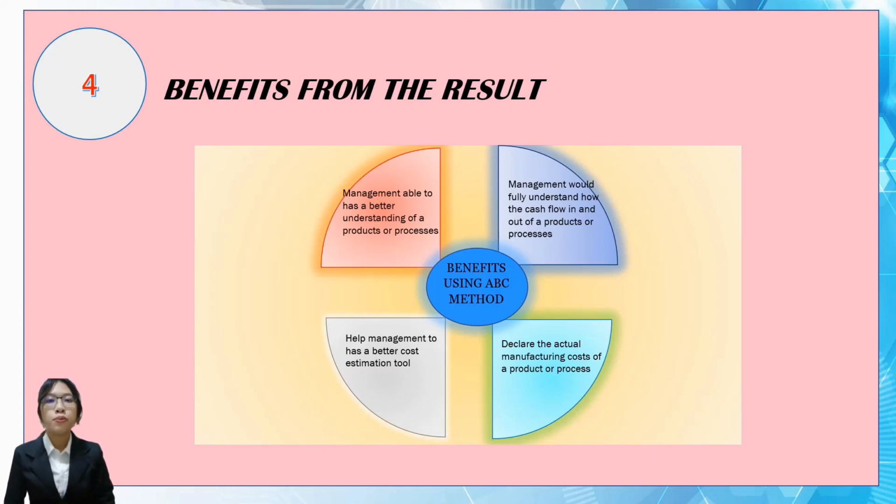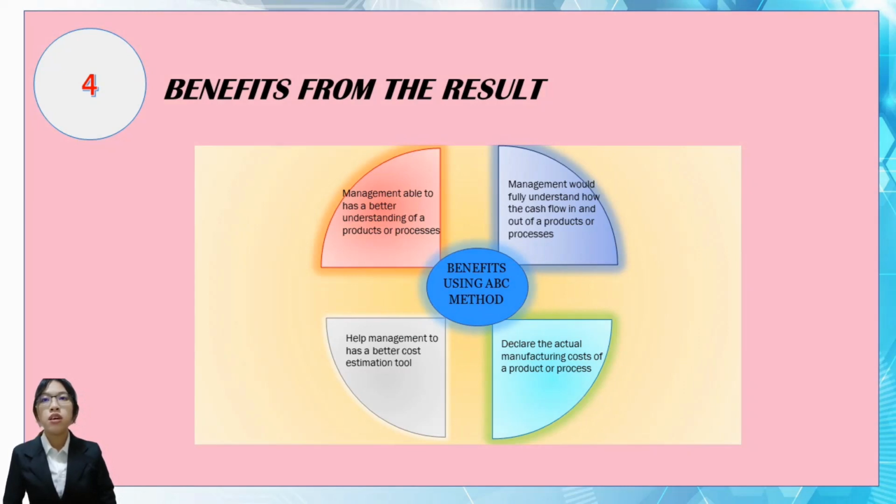One of the important benefits of the activity-based costing system is that management is able to have a better understanding of a product or process. The activity-based costing system will help to obtain a true picture of a product or process, so it will increase the cost transparency of a product or process. Every expense of each activity could be highlighted easily.